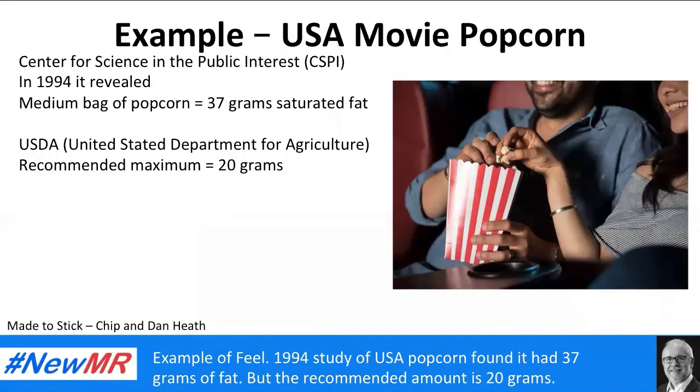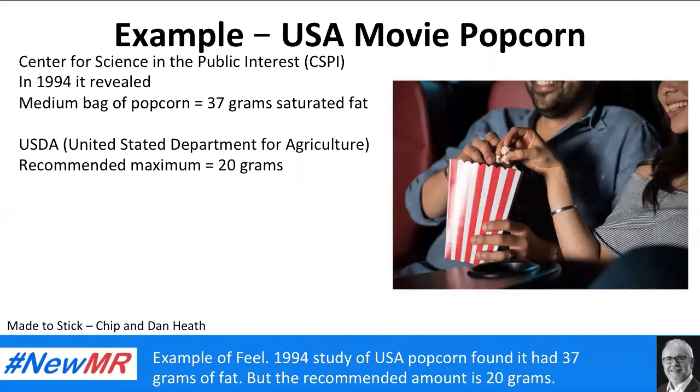Now, here's a great example from a wonderful book, Made to Stick by Chip and Dan Heath. And this is how an organization used feel to communicate an important message. So back in 1994, a study of USA popcorn found that a medium-sized bag of popcorn had 37 grams of fat. The recommended amount is 20 grams. Now, this presents a challenge. Most people don't know what a gram is or what 20 grams looks like. That is even more the case in the USA, where they don't use the metric system.